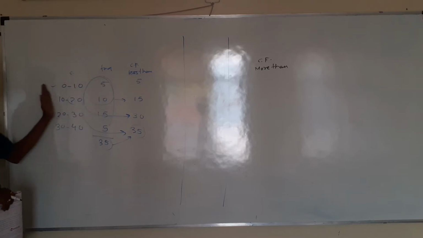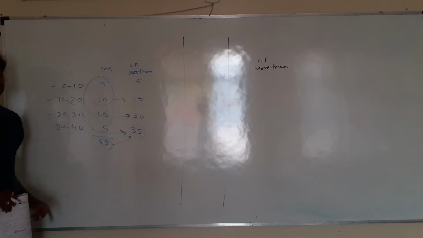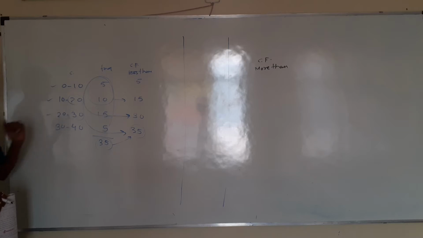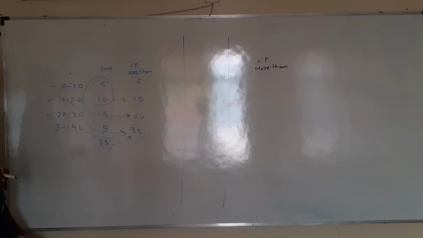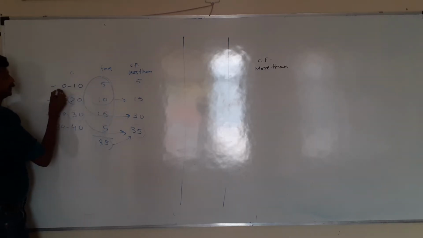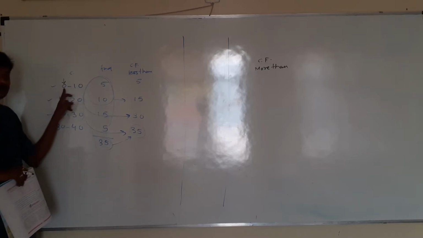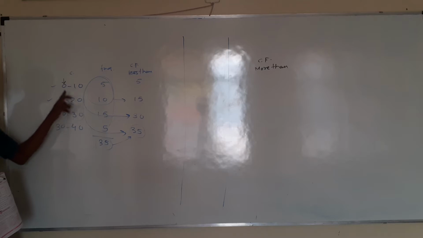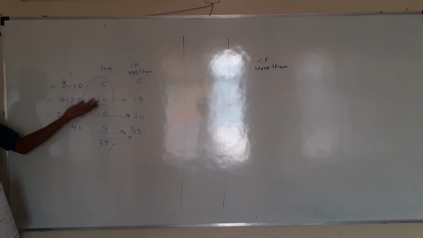In the cumulative frequency less than type, addition was from top to bottom. Now cumulative frequency more than type, more than the lower class limit, the addition will be from bottom to top. The reason behind it is this. If we consider the first class, the lower class limit is 0. Cumulative frequency more than 0 means all these frequencies will be more than 0. Frequency between 20 to 30 is also more than 0. Frequency between 30 to 40 is also more than 0.